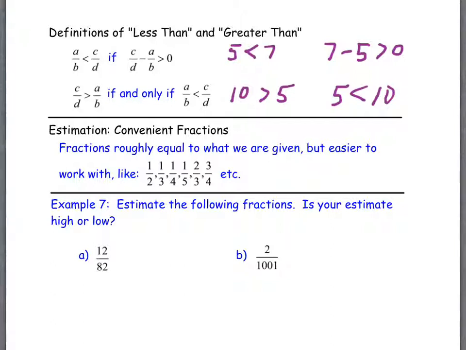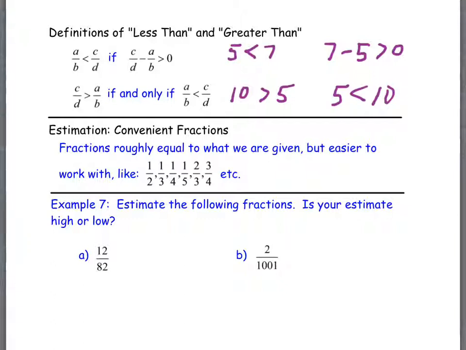Estimation is the last thing in this section that we haven't actually covered. On estimation, we're often looking at fractions that are easier to work with. Maybe they're easier to work with because they're familiar to us, or maybe because they have a 1 in the numerator. There can be a lot of reasons why a fraction is easier to work with than something else. These are some examples of easier fractions to work with.